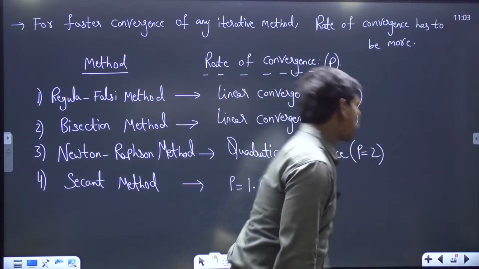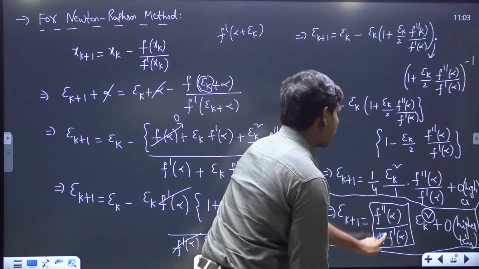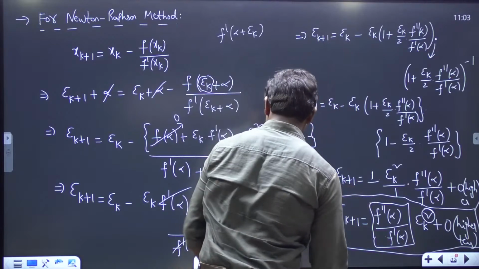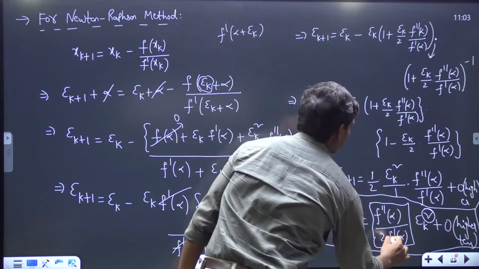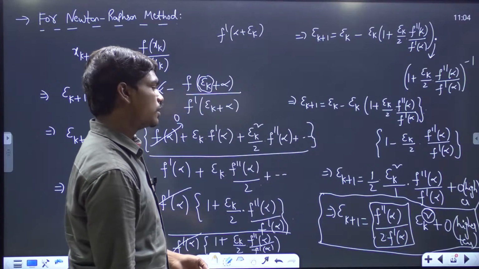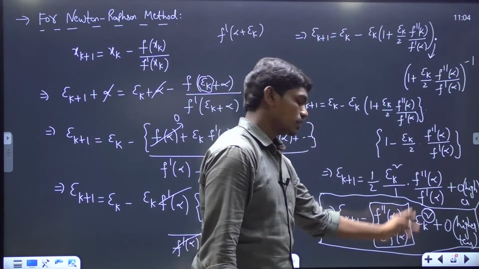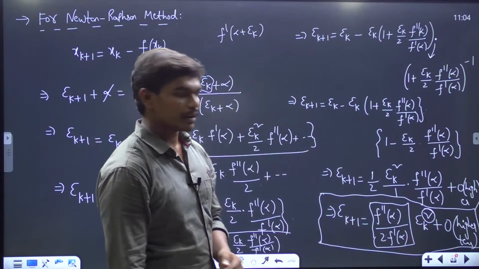Yeah, I think there could be some calculation mistake here. This will be 2 actually. Okay, so this should be 2 in general. So that's why the ek terms get cancelled and we'll be having ek square. Yeah, how we expanded using Taylor series.